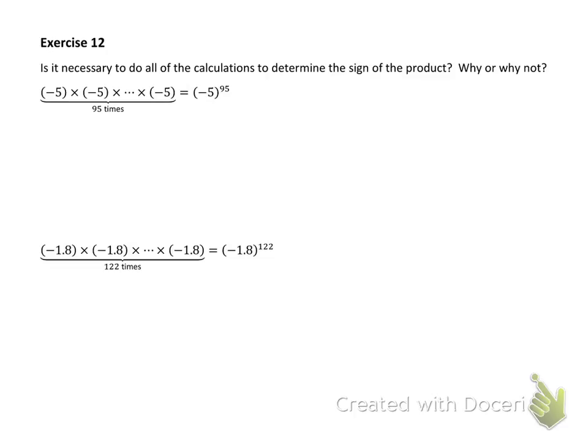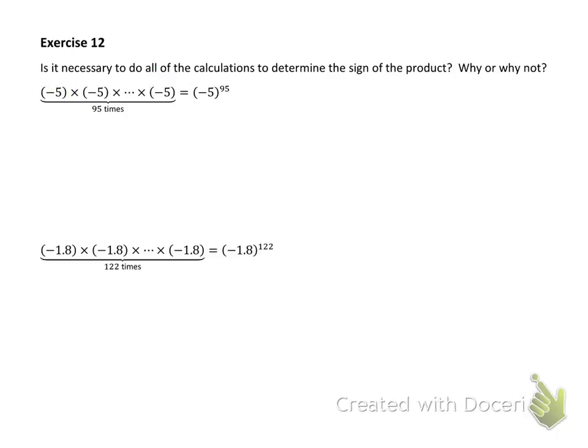Okay, now multiplying a bunch of ones together is easy, but multiplying 95 factors of 5 together could be pretty difficult. So you're asked, is it necessary to do all of those calculations to determine the sign of the product? Why or why not? Okay, so -5 to the 95th, right here. So -5 is used as a factor 95 times.